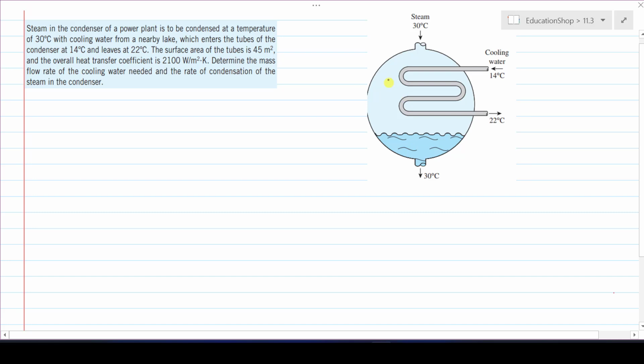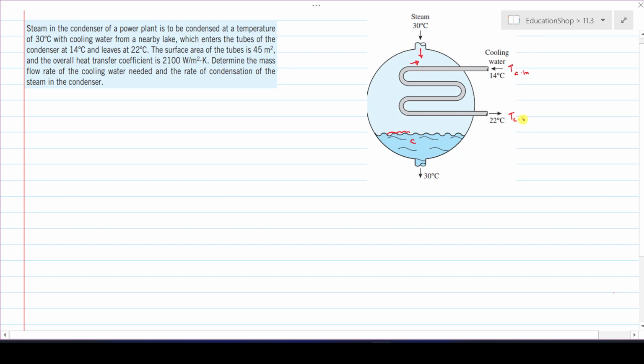This is a schematic diagram of the condenser that is described in this statement. The steam enters at 30 centigrade in the condenser and interacts with this cooling water pipe. The steam releases energy and at the bottom the condensate will collect at a temperature of 30 centigrade. The cooling water inlet temperature is 14 centigrade. The cooling water outlet temperature is 22 centigrade as it absorbs heat from the steam.